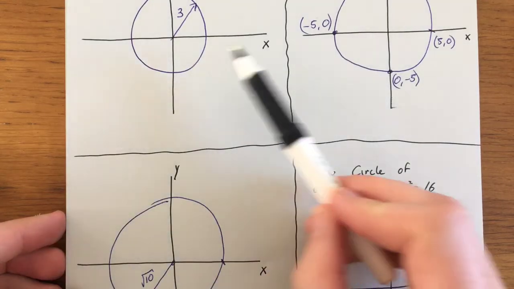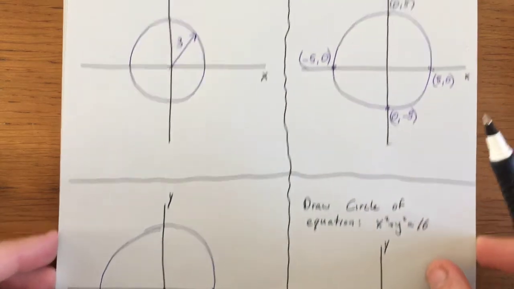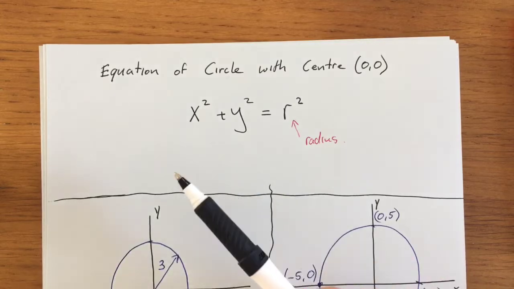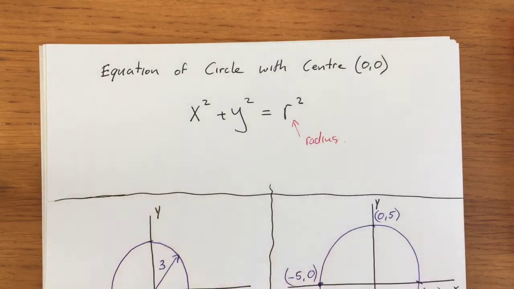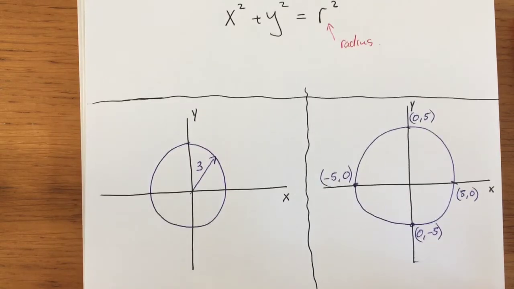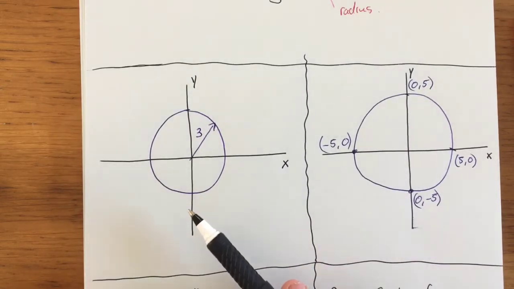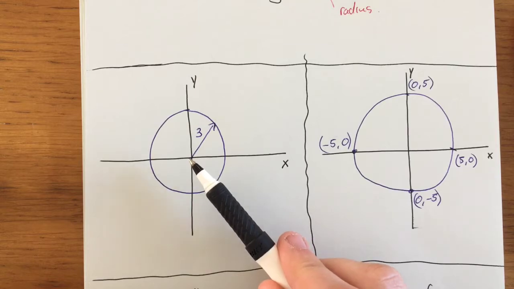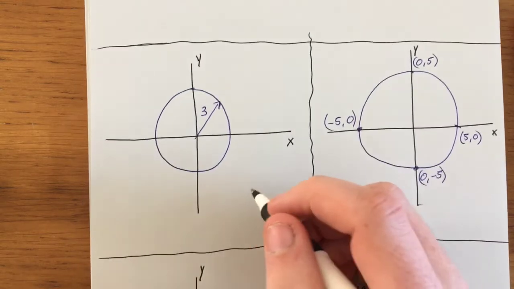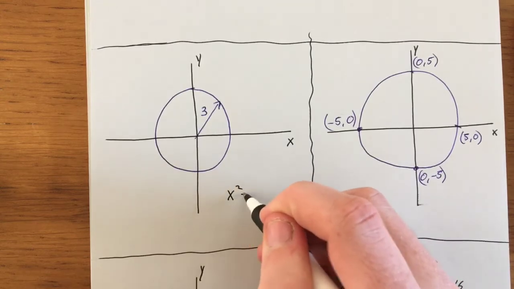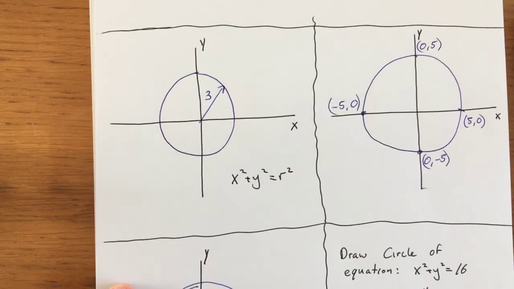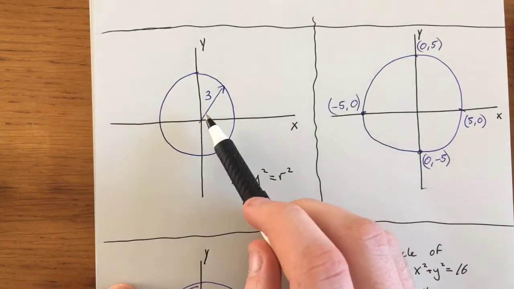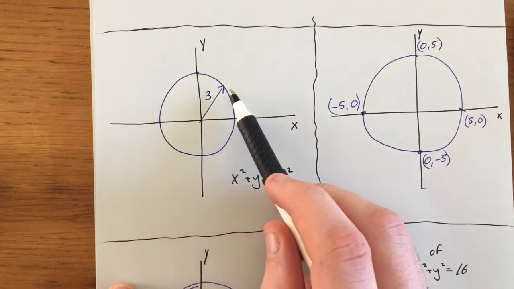So for each of these circles, we can use this formula: x squared plus y squared is equal to the radius squared. If we have a look at the first one here, as I said, its center is clearly on 0, 0. So the equation of this circle will be in the format x squared plus y squared is equal to r squared. And then to get the final answer, for this circle, the radius is 3.